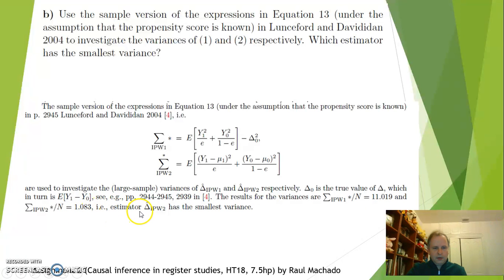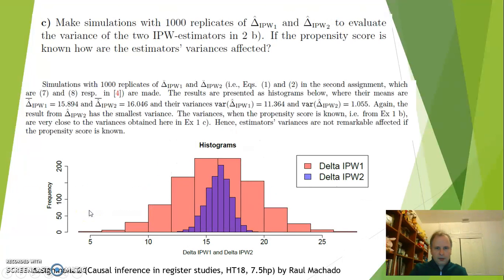The second estimator had the smallest variance, because the question was which estimator had the smallest variance. This one, the second one. And remember this 1.083, because it will be seen later on, as you can see here, 1.055.